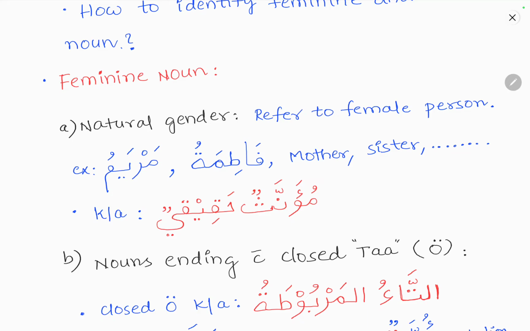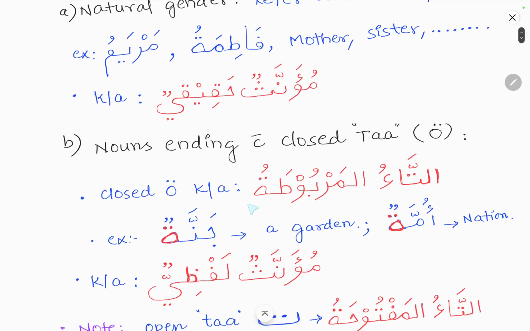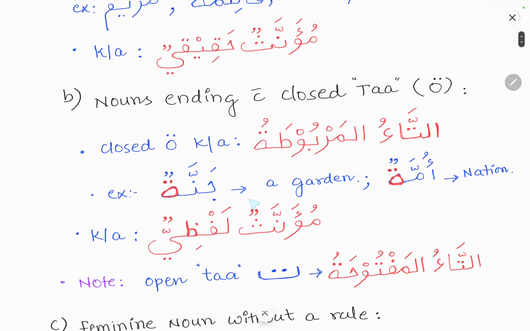Now coming to the second rule, nouns which end with a closed ta, that is ta al marbutatu. The closed ta is known as ta al marbutatu. For example, jannatun. Jannatun means a garden. Ummatun means nation. You can see these words end with a closed ta, that is ta al marbutatu. Then these words are feminine nouns.